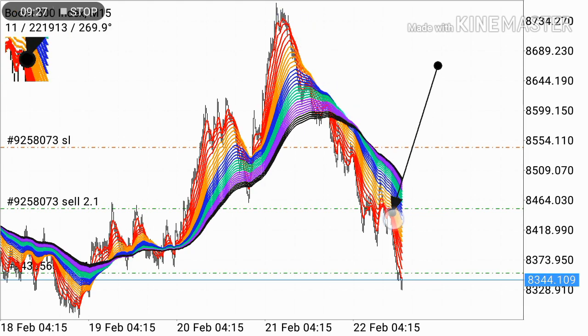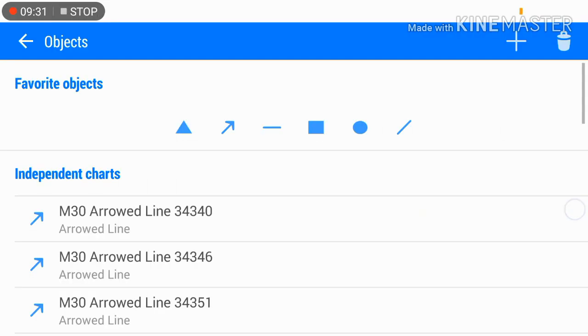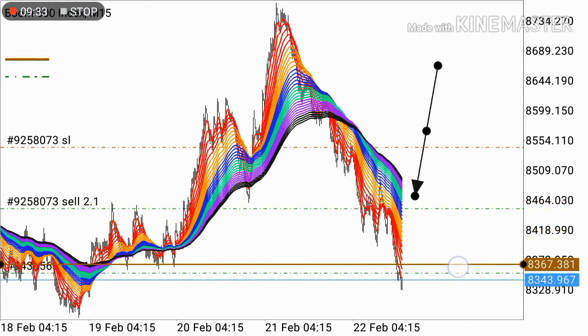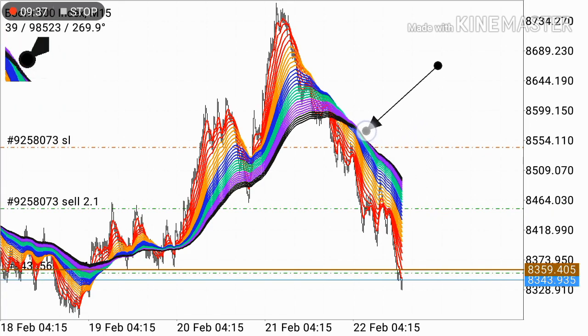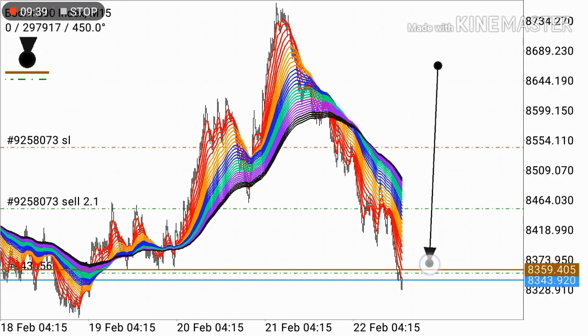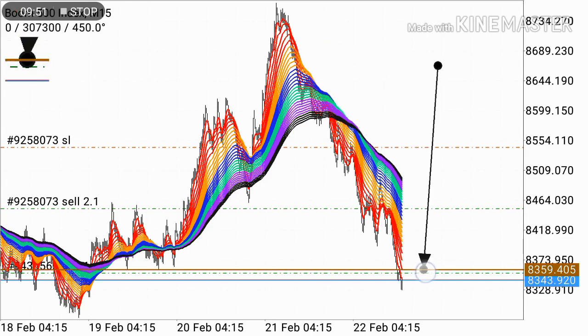For take profit, draw support and resistance like this. Support level, your entry level, take profit, and this one is your take profit. Sorry, stop loss: SL, entry, take profit.